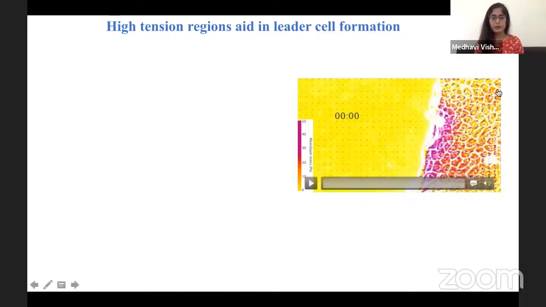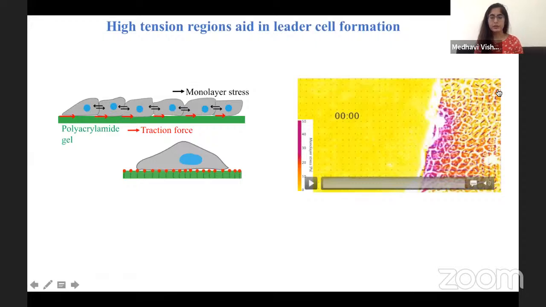So what we did is we measured forces inside the cells, because monolayer stress is one of the characteristic parameters that you can actually measure and look for dynamic heterogeneity inside the epithelial cells. So how we measured forces is by doing traction force microscopy.